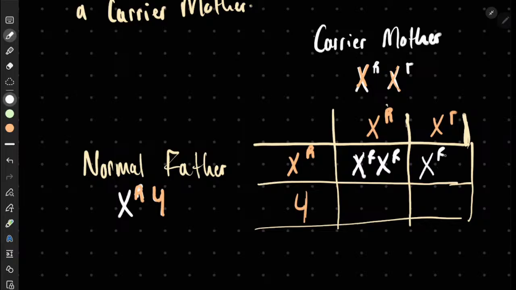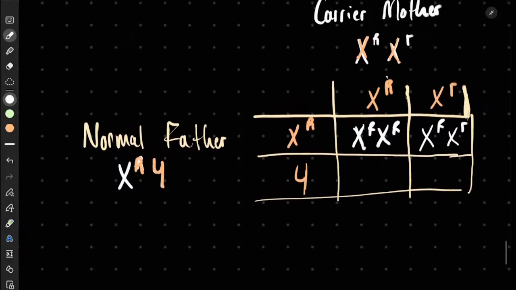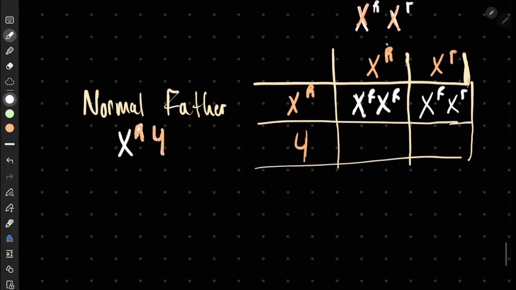Okay. What about if XR meets this small XR? It will be like this, then like this. What gender is this person? She's female, and she's a woman. And is she colorblind? No. Let's see here. When Y meets this XR, you're going to have XR, then Y. What gender is this? Male. And he's normal, right?